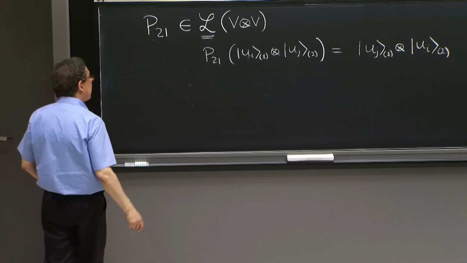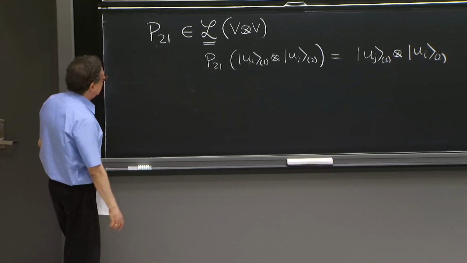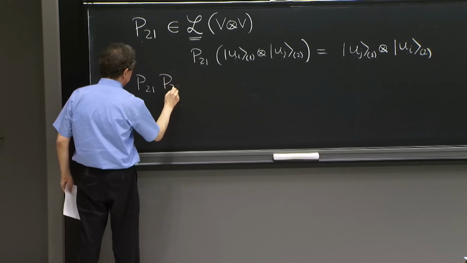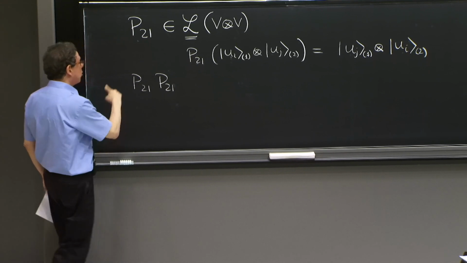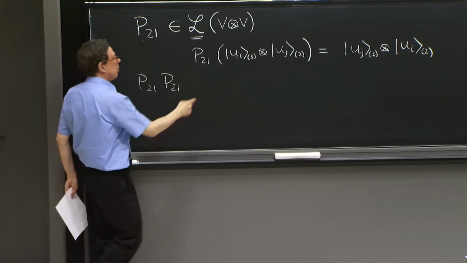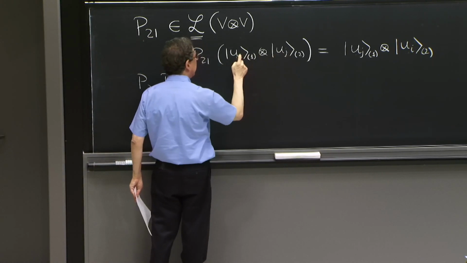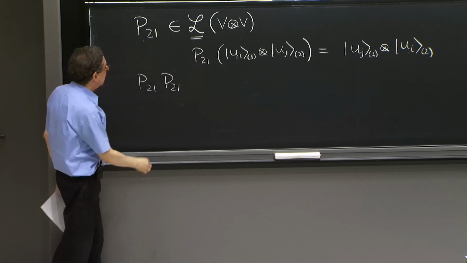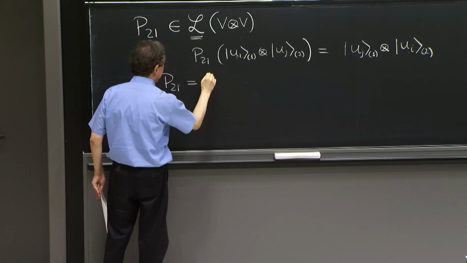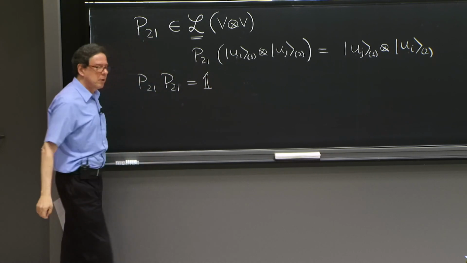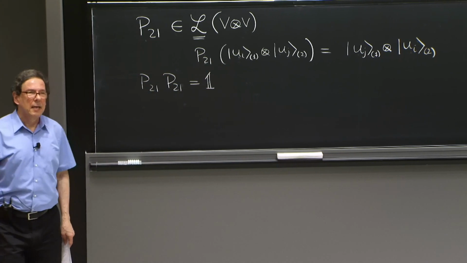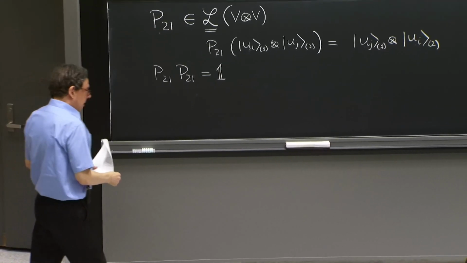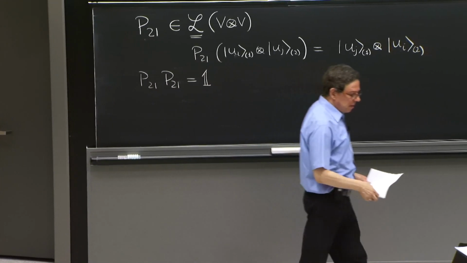And then you realize already one property, that P21, if you let it act twice on a state, it will flip the ij labels the first time, and it will flip them again the second time. So this is the unit operator. So it's its own inverse. So that's a nice thing.